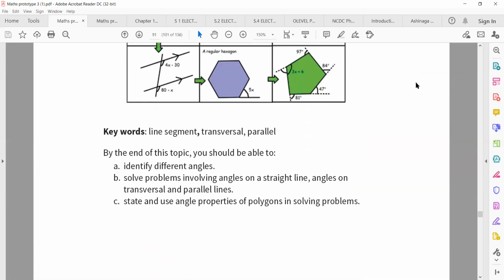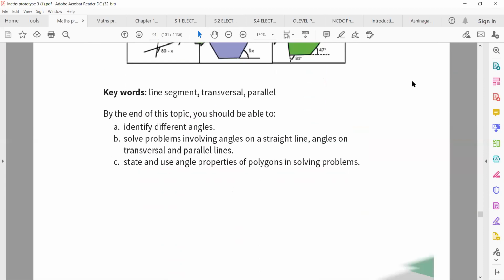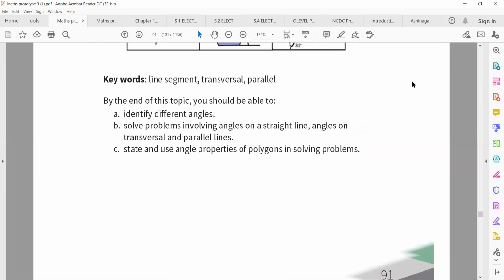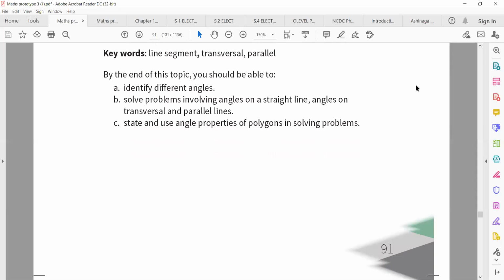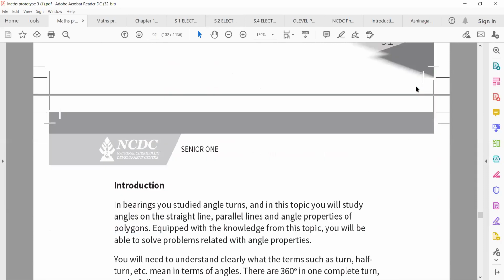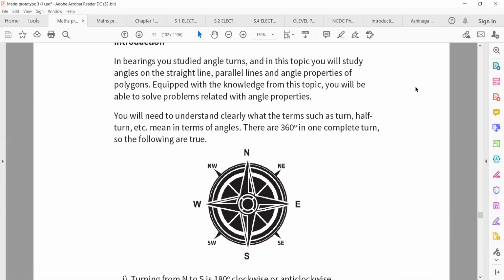We have the line segment, the transversal, and then the parallel. I'm sure we've come in contact with those words, and we shall be looking at them in detail as we proceed. By the end of this topic, you should be able to identify the different angles. You should be able to solve problems involving angles on a straight line, angles on transversal and parallel lines. And you should be able to state and use those angle properties of polygons in solving problems. You should take note of that as we go through this topic.